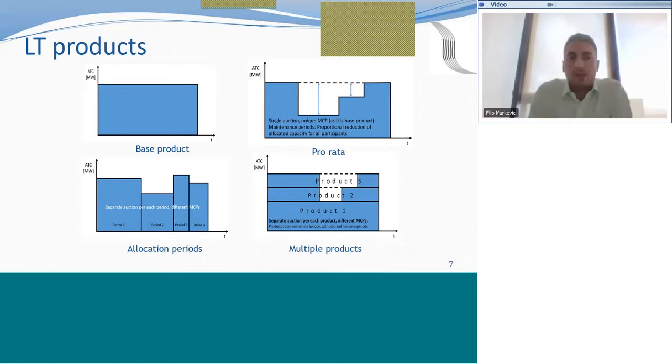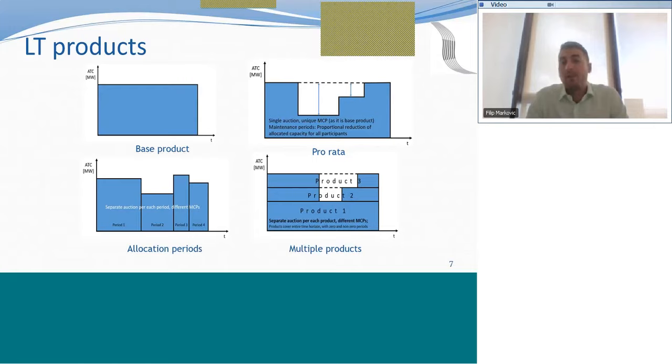Products, mainly long-term products, because on explicit daily auctions, each hour is allocated separately, and basically for each hour there is a base product. On long-term level, there are 4 types of products. Basic product is the simplest one, then pro rata, which is base with reduction periods. It's again a single auction with a unique clearing price.